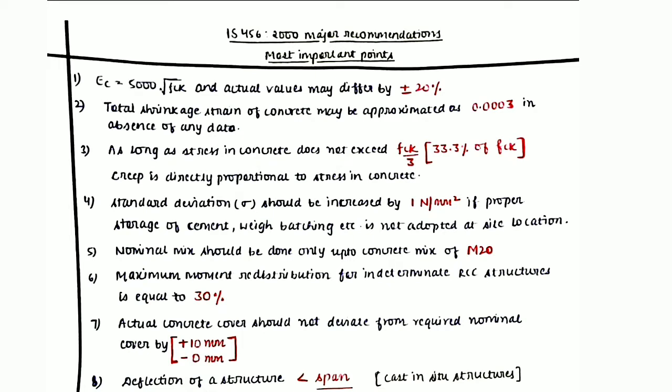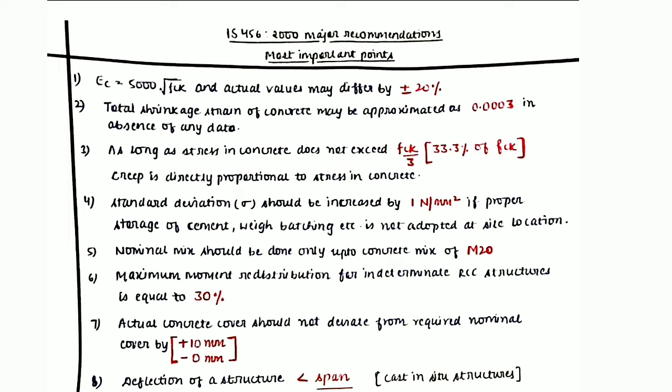The next point says that nominal mix should be done only up to concrete mix of M20. Only up to 20 grade of concrete, that is 20 Newton per mm square, should be the characteristic strength up to which the nominal mix should be adopted. After that, the nominal mix cannot be adopted and you have to go for proper calculations.